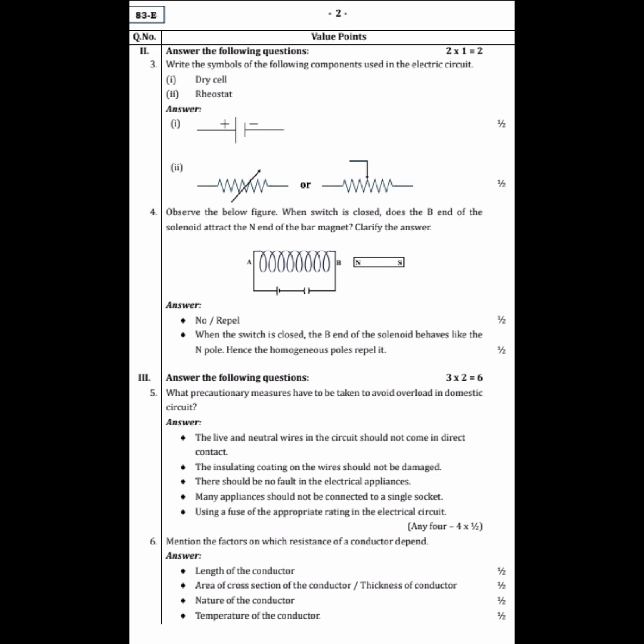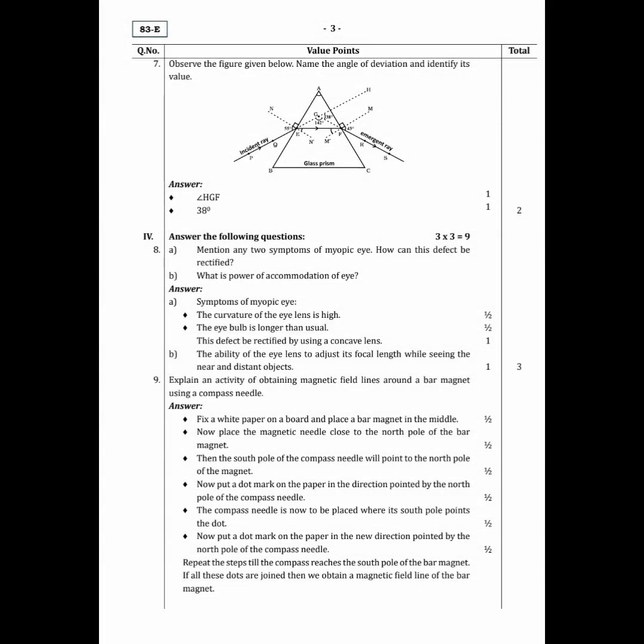Next question, mention the factors on which resistance of a conductor depends. Answer: length of the conductor, area of cross section of the conductor or thickness of conductor, nature of the conductor, temperature of the conductor. Seventh question. Observe the figure given below. Name the angle of deviation and identify its value. Answer is angle HGF and its value is 38 degree.